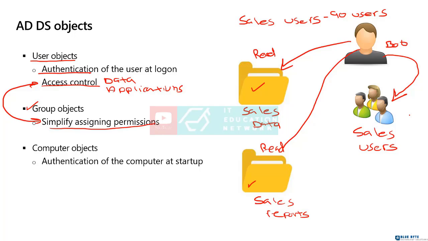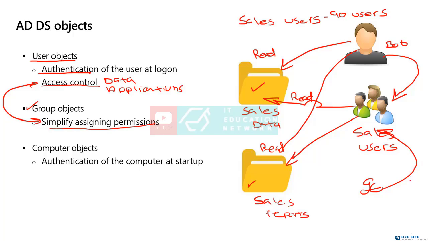So all 90 sales users are members of a sales users group. Now, I will take this sales users group and assign it the correct permission. So we'll say read permission. It gets assigned permissions for both of these objects. Now, I'm pretty much done. Tomorrow, if I'm informed we've hired 5 new salespeople, all I need to do with my new salespeople is make them a member of the sales users group.